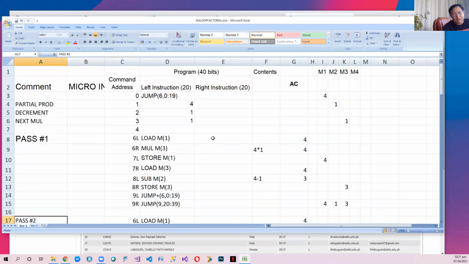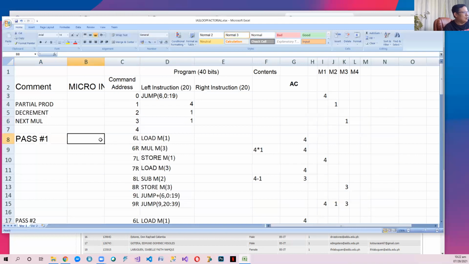This is just a repetition, by the way, of computing the partial product and the next multiplier. So first we have load M1. Now our partial product is in M1, which receives the answer. Our decrement is 1. The next multiplier currently is 1.